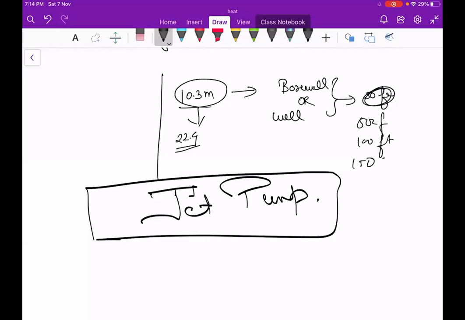Because in industry we should handle a high quantity of volume. So that is why we will prefer a centrifugal pump. I'm not saying that 100% we are using a centrifugal pump, but we will prefer to use it. Everyone got this point? Everyone got this point, yes or no?